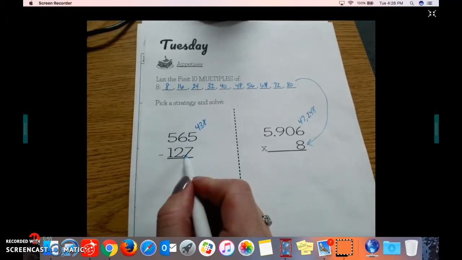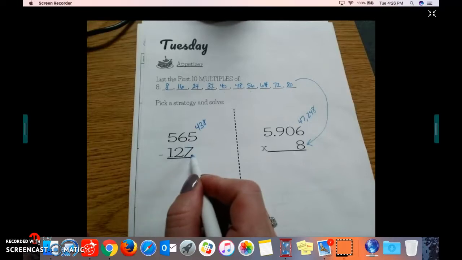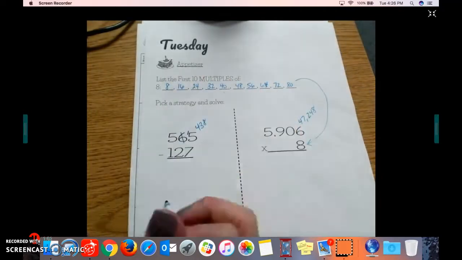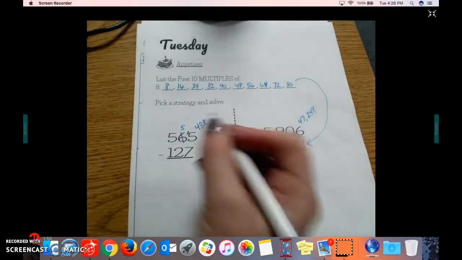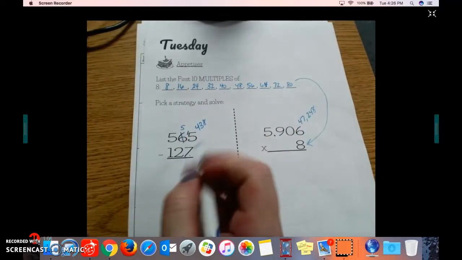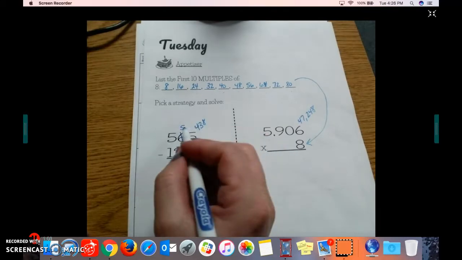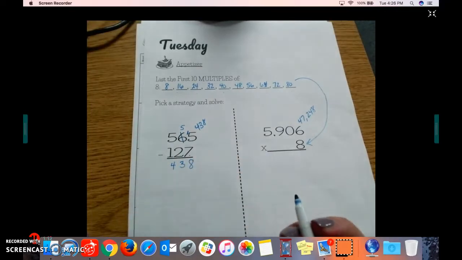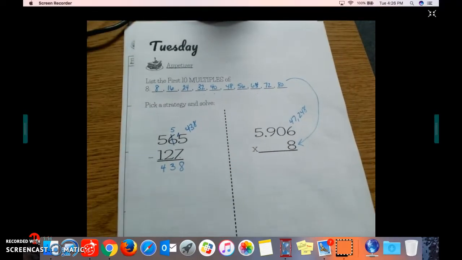For 565 minus 127, I see that my 7 is bigger than the 5, so I'm going to make this a 15. I borrowed from my 6, so it now becomes 5. So I do 15 minus 7. We know that's 8. 5 minus 2 is 3. And 5 minus 1 is 4. 438.